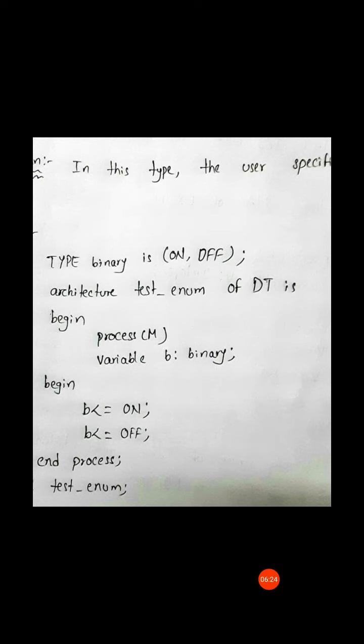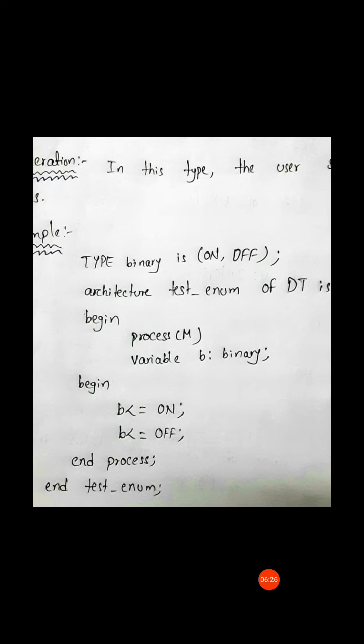So we write the code after begin. B less than or equal to on, B less than or equal to off. In this way we can give the binary values for this variable B. Hence we have mentioned the variable B as binary here.